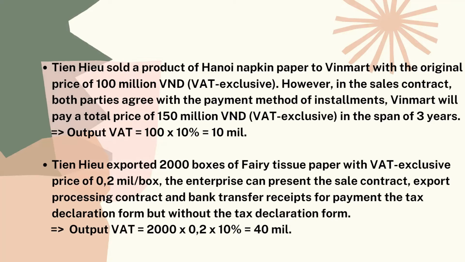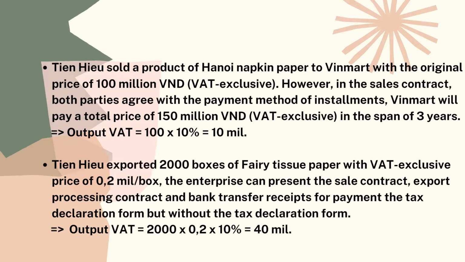Next, Tiền Hiếu exported 2,000 boxes of fairy tissue paper with a VAT exclusive price of 0.2 million each, and the enterprise can present the sale contract, export processing contract, and the bank transfer receipt for payment, but without the tax declaration form. In here, output VAT will equal 40 million.